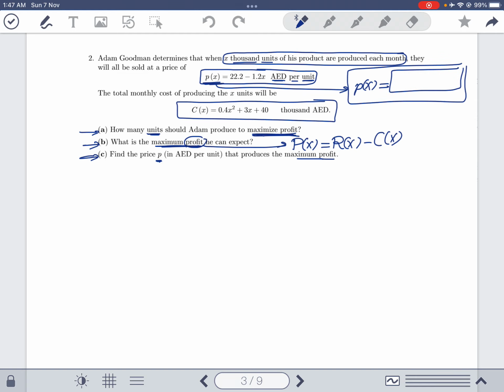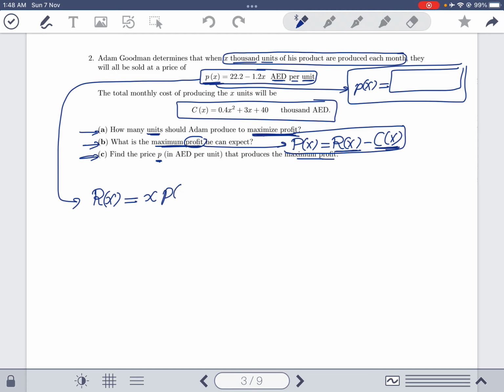Always. But for the profit, no, they don't give you the formula because you need to know it's the revenue minus the cost. And in this case also, if you look here, they didn't give you the revenue because we know from the price demand function how to get the revenue. So the revenue R of X equals X, the number of units produced, times the price per unit. That gives you the revenue. Makes a lot of sense.